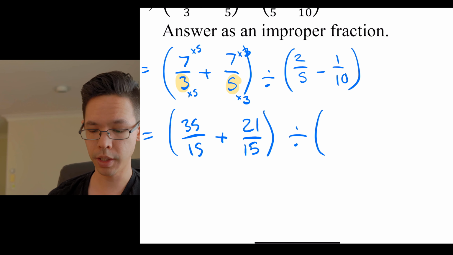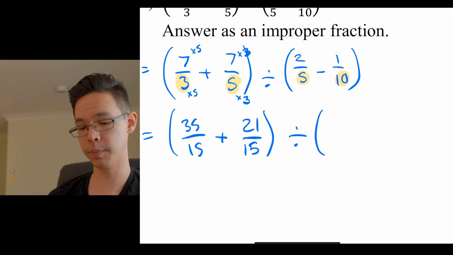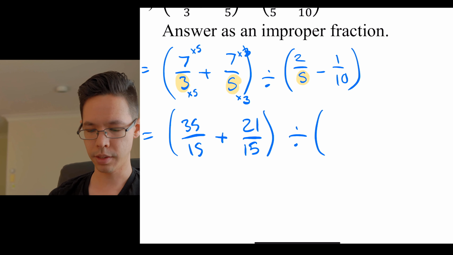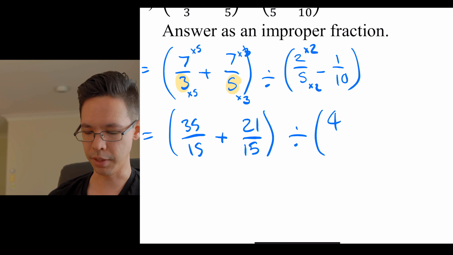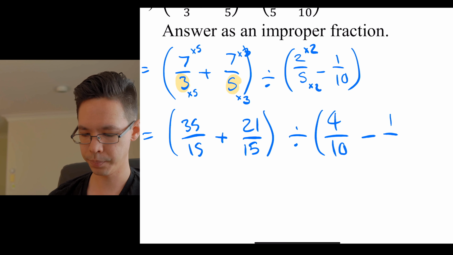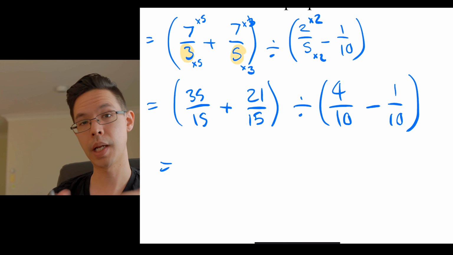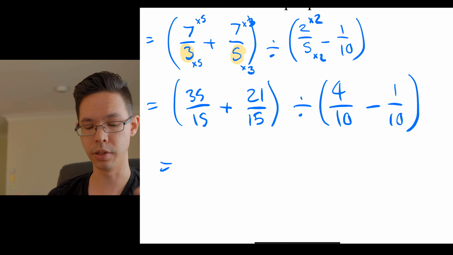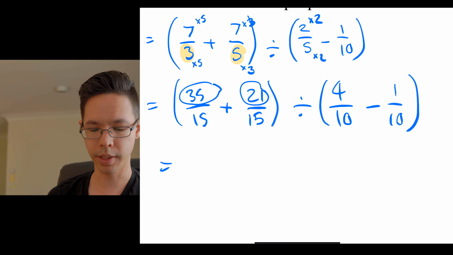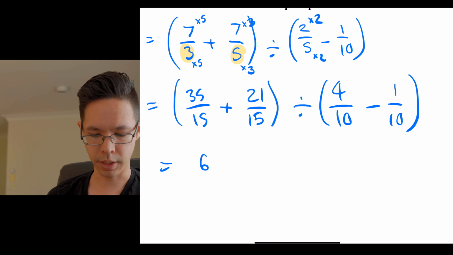And likewise for here, I need to make them both the same. The lowest common multiple in this occasion here is 10. So all I need to do is just double this one. So it's going to be 4 on top, 10 on bottom. Now that the denominators are all the same, all I have to do is just worry about the numerators. So 35 plus 21. So that's going to give me 56 on 15.